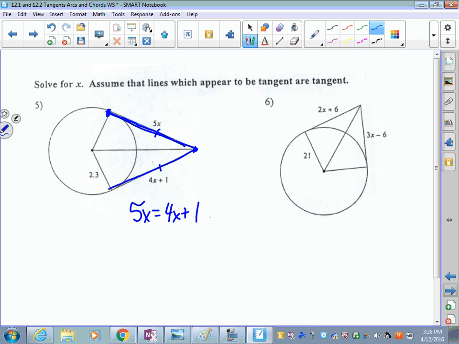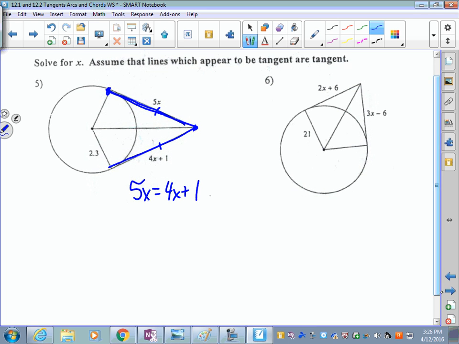We're going to take the expression that represents the tangent and make them equal to each other because they're going to be congruent. This should be nice and simple. Solve for x, right? We're solving for x. What's going to be our answer here? Yeah, 1. Minus 4x, minus 4x. That's just x equals 1. We're done.